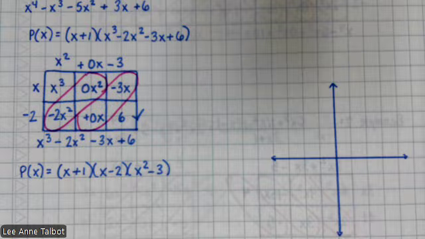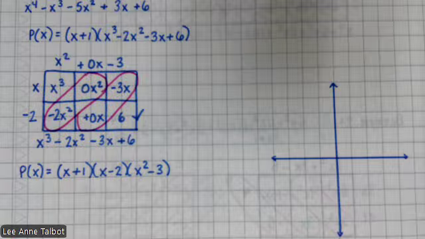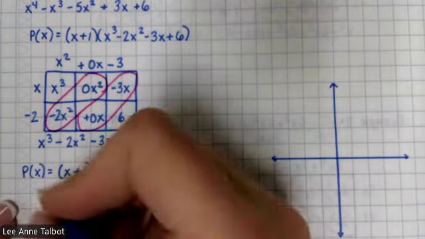Okay, can I factor x squared minus 3 any further? Can you box and diamond x squared minus 3? No. That's as good as that's going to get. Okay, so that's factored all the way. Factored form, all done. Okay, and we're going to use that to find our roots.